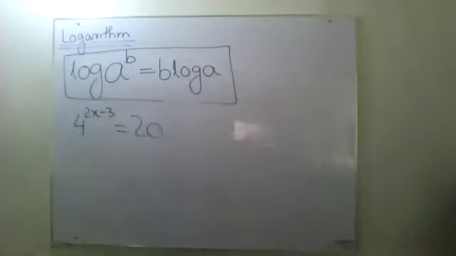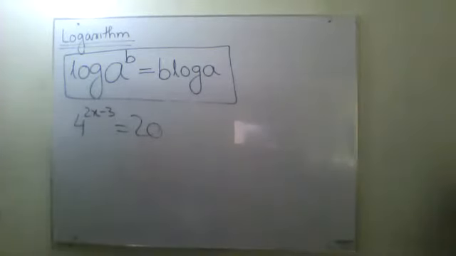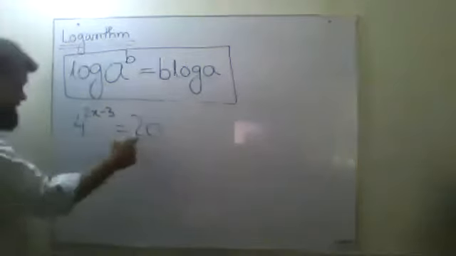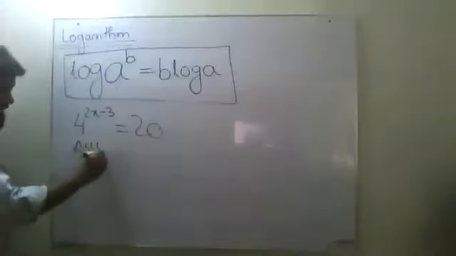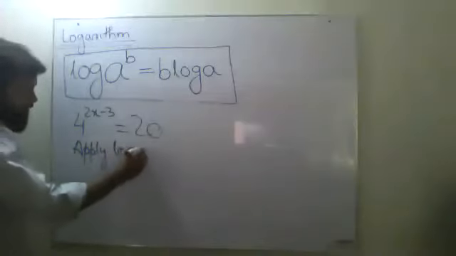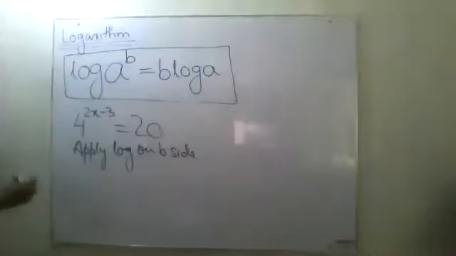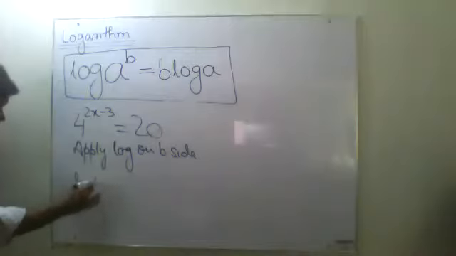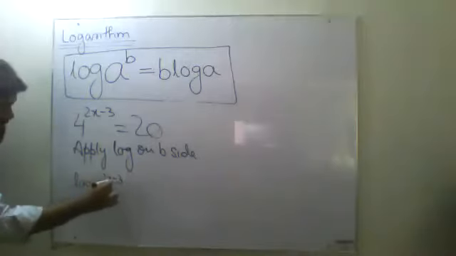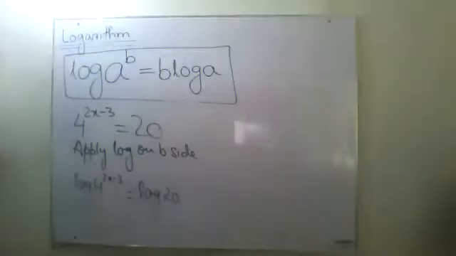Okay. This is our new question: 4 to the power 2x minus 3 equals 20. So how are we going to solve this one? First of all, we need a single term on both sides, so I directly apply log on both sides. Right? So log 4 to the power 2x minus 3 equals log 20.